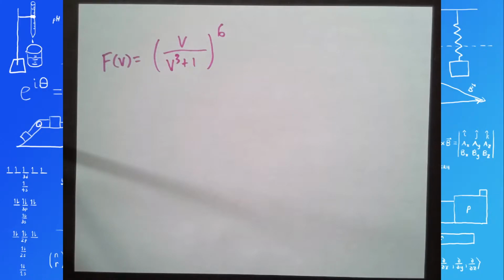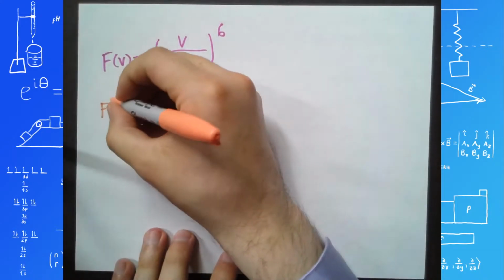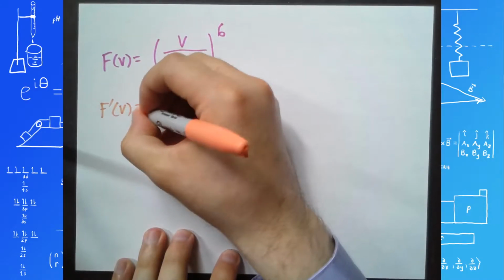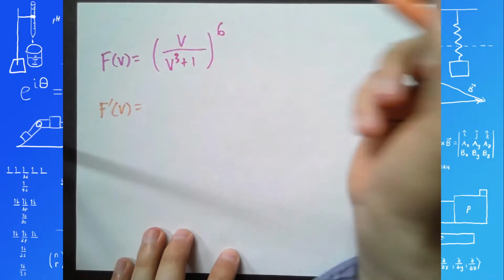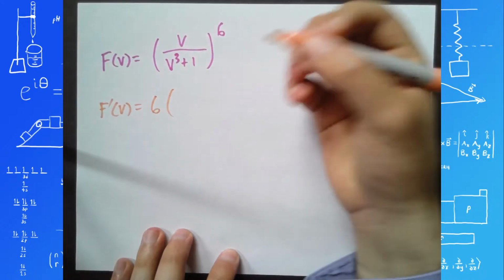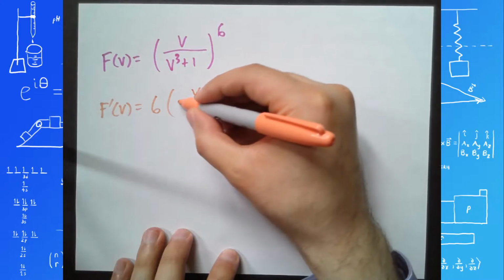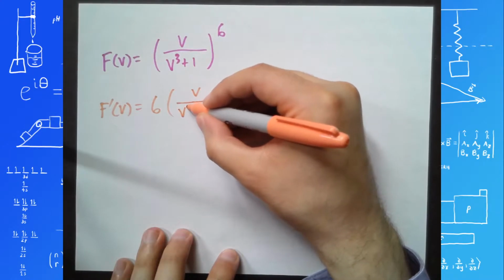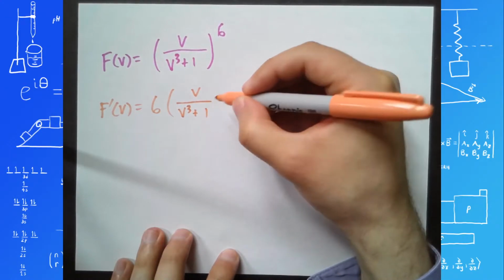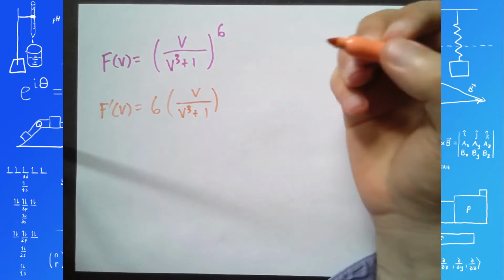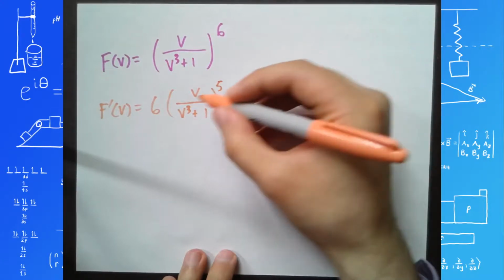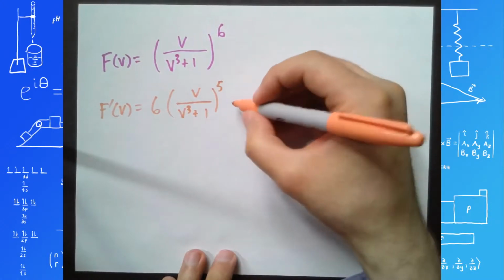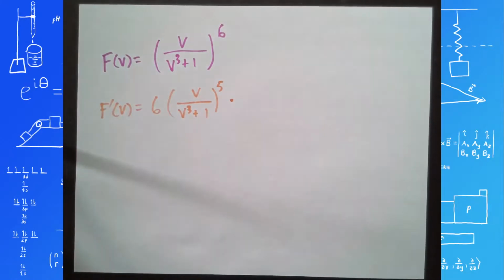First part for differentiating this to get f prime of v, we are going to treat this the same way we would treat x to the 6th, so 6 times, I don't think you guys need me explaining this to you at this point. With 1 week left before the AP exam, if you don't know how the chain rule works, then you're probably in more trouble than I had anticipated. But anyway, so 6, all that stuff to the 5th, times the derivative of v over v cubed plus 1.